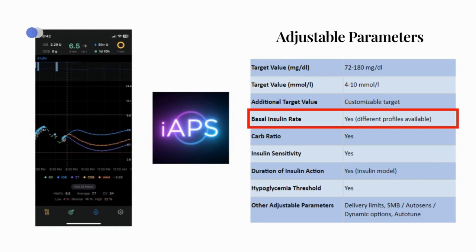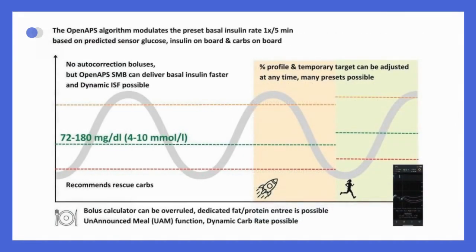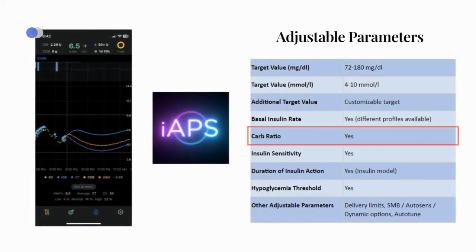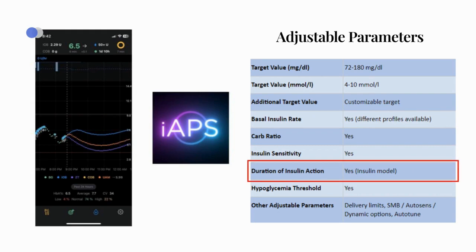iAPS allows you to set different basal insulin profiles based on your individual needs. The default profile is called the normal profile. You can save iterations of this normal profile with a different percent of insulin delivery, target glucose value, and SMB and dynamic features. You can also preset a temp target and percent of insulin duration for a specific duration without changing the profile itself. Carbohydrate ratio, insulin sensitivity, and duration of insulin action can be adjusted according to your specific requirement.